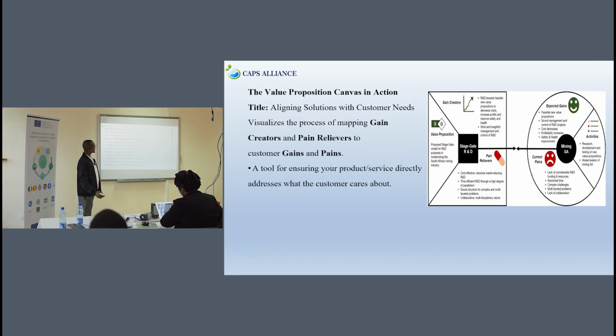So next. Here is another example of a value proposition canvas that is in action, and this one will help to create... It is just an example. You can create yours based on this or on a better one. So it will help to align solutions with customer needs.